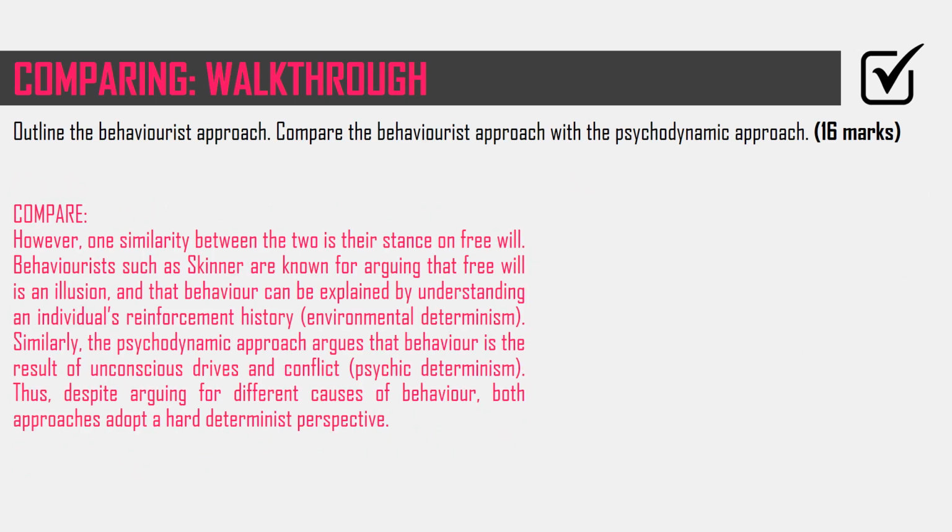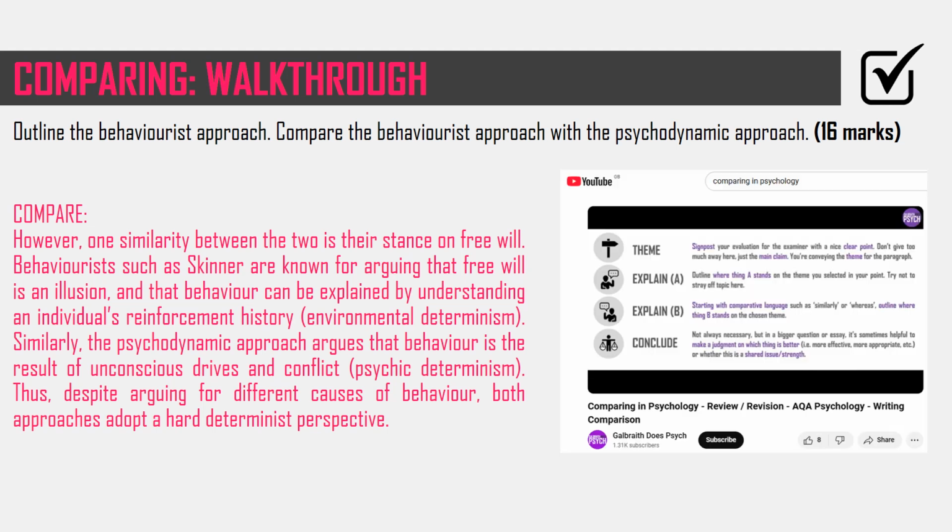And let's look at the second one. However, one similarity between the two is their stance on free will. So I've picked up on the idea that they're both determinist, okay? Behaviorists such as Skinner are known for arguing that free will is an illusion and that behavior can be explained by understanding an individual's reinforcement history. Environmental determinism, okay? So that is some more specialist terminology in there, okay?